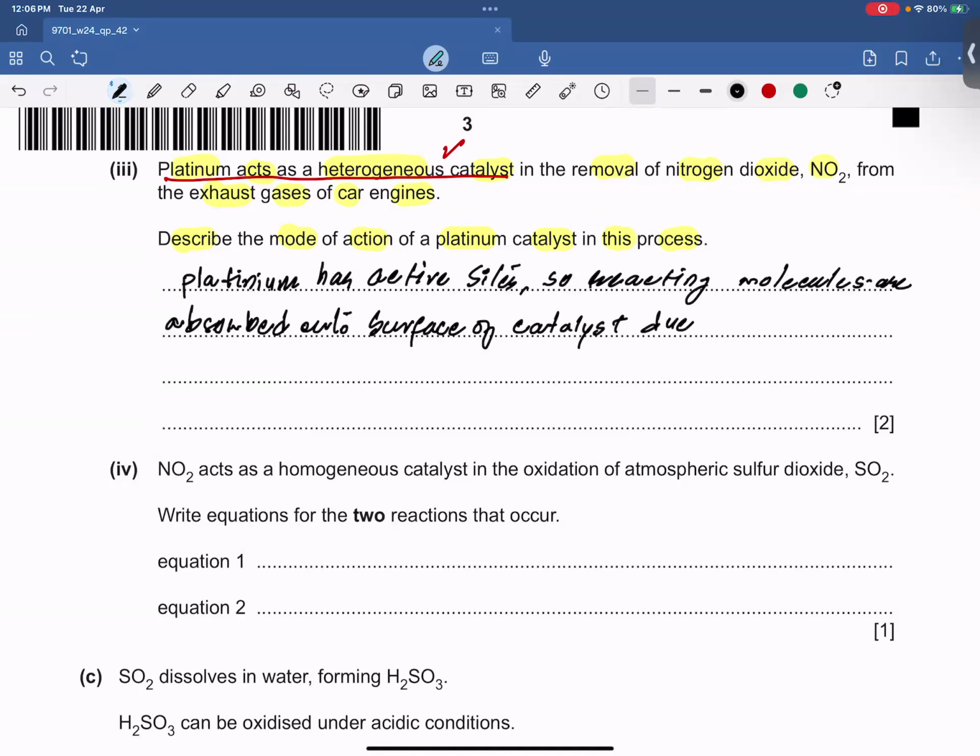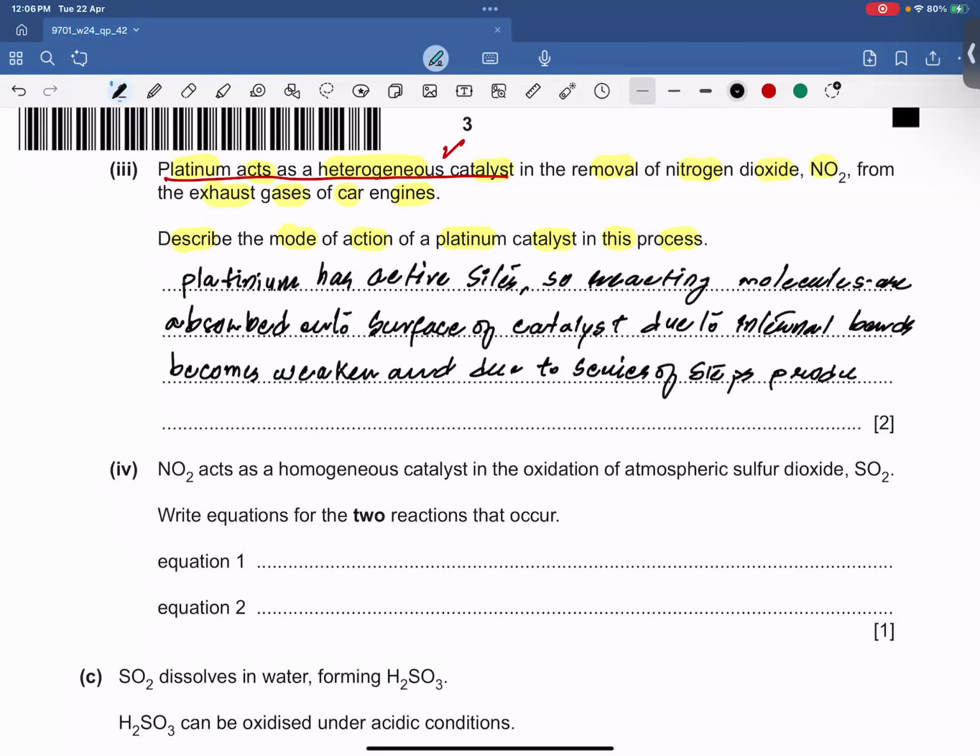due to which internal bonds become weakened, and due to a series of steps products are formed, which will leave the surface of catalyst through desorption.